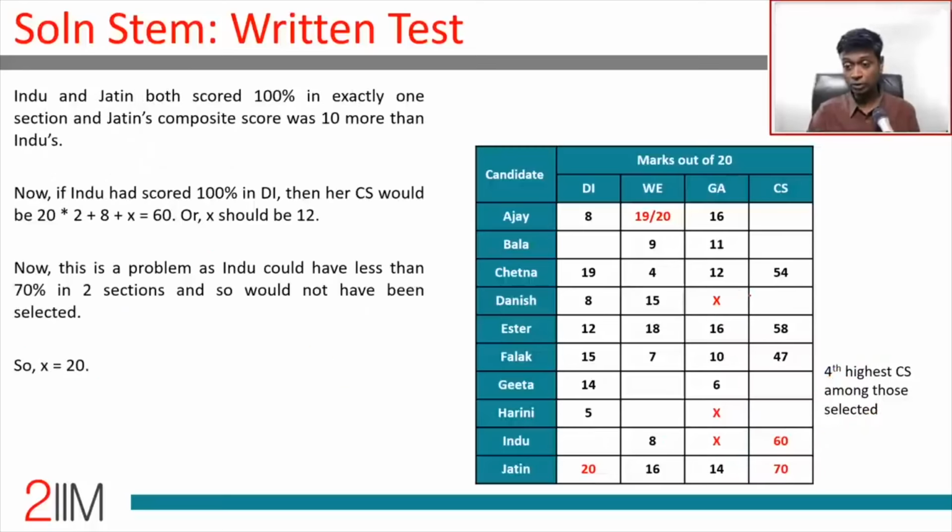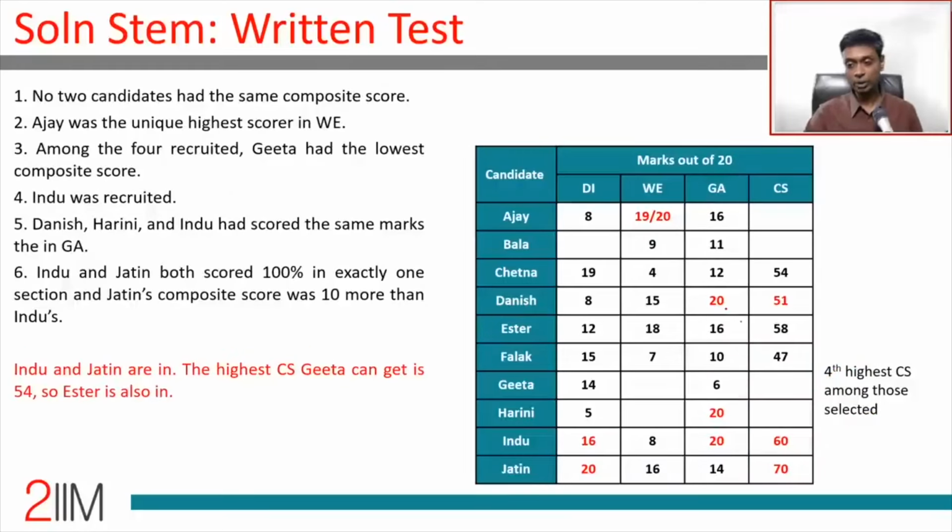We're filling in quite a lot of data points. So let's fill all those in. 20, 20, 20, 16, 20, 70, 60. Because Danish has got 20, Danish's overall CS score will be 8 into 2, 16, plus 15, 31, plus 20, 51.